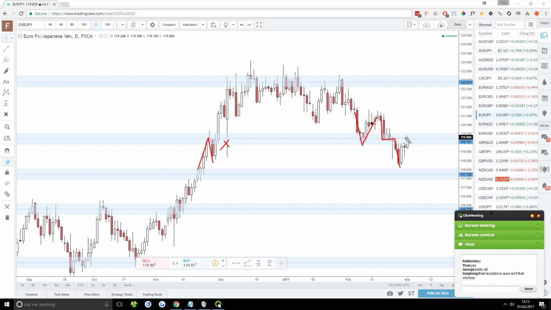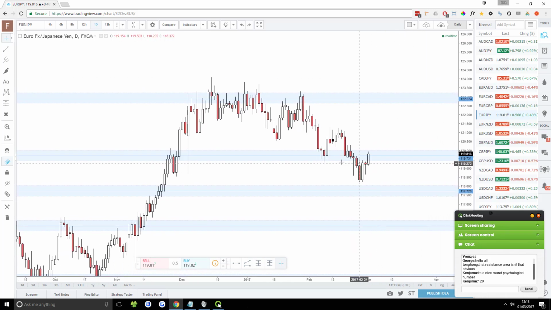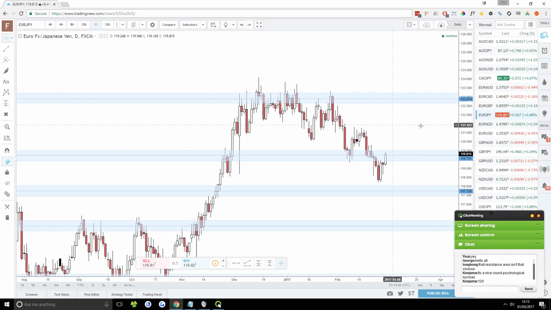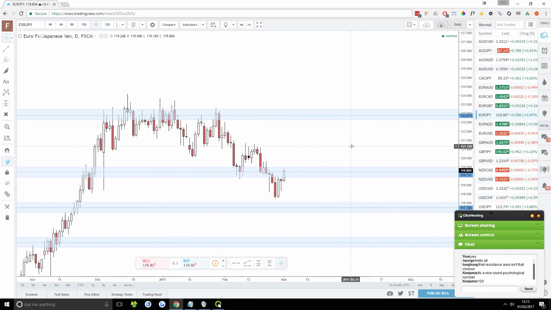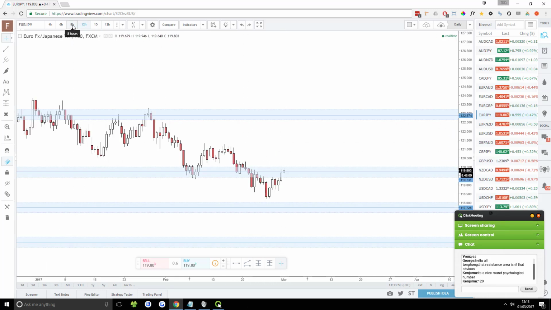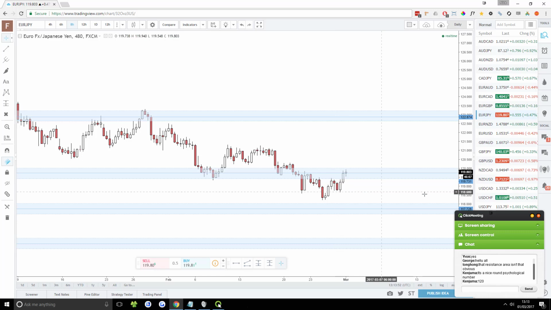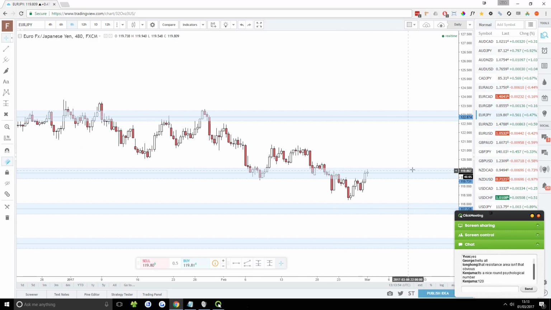It's a psychological number too, which is always nice, always helps. Psychological number 1.2000. I would say this is an okay area of resistance. Works nicely with the trend line. This looks good to me. I'm definitely considering taking a trade here. Does it look good to you guys? What do you guys think?